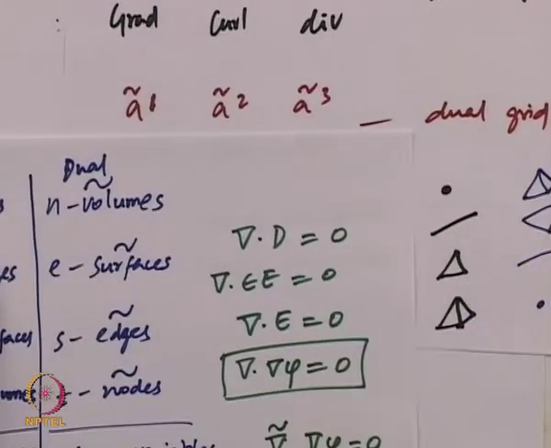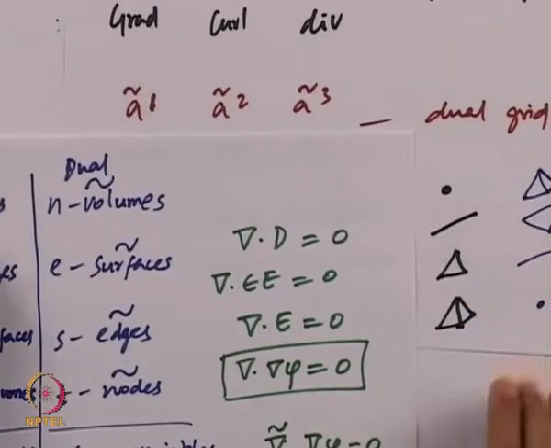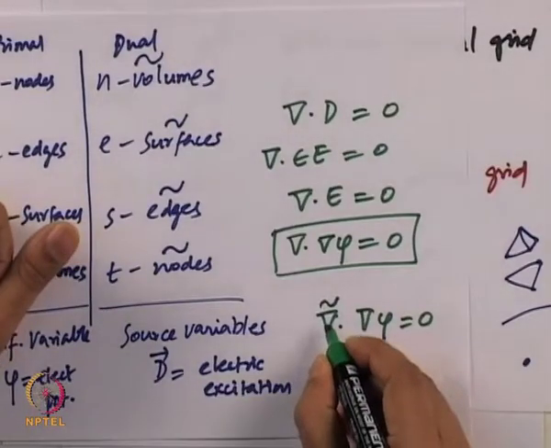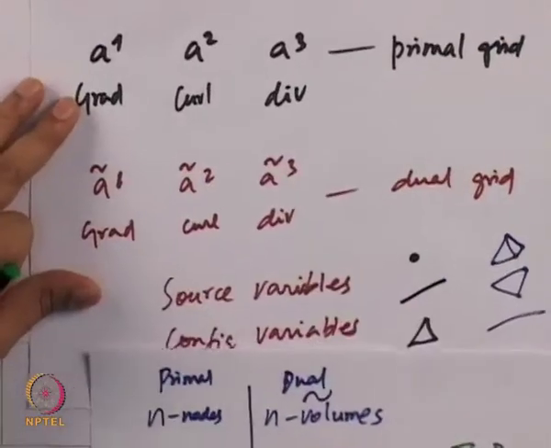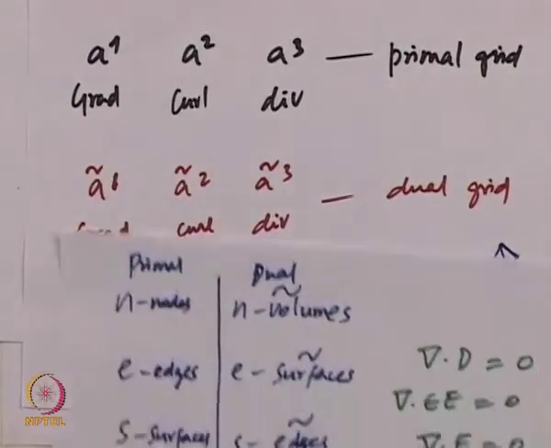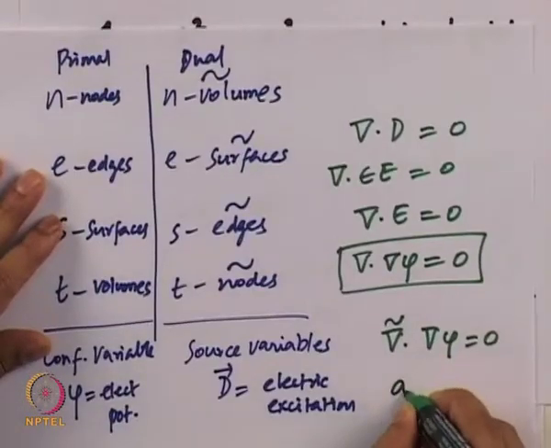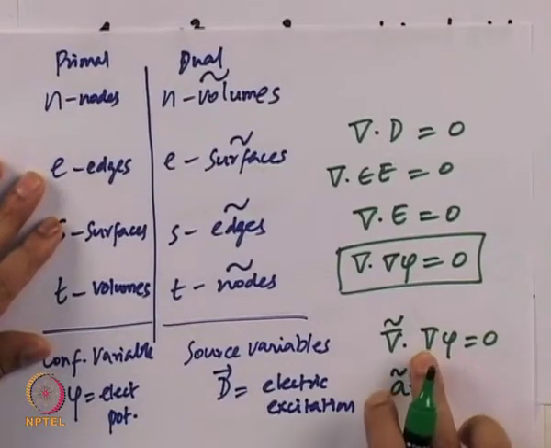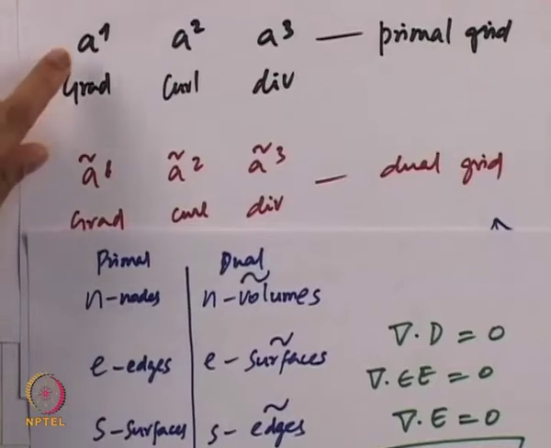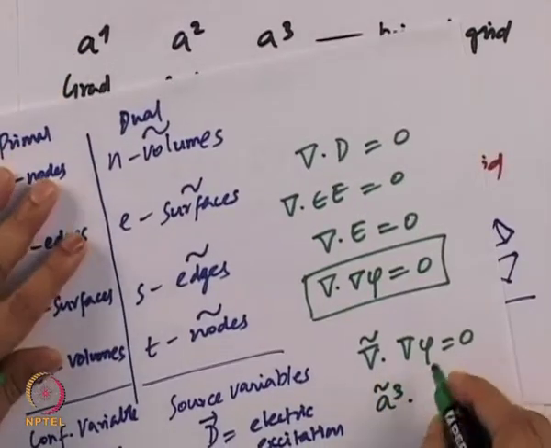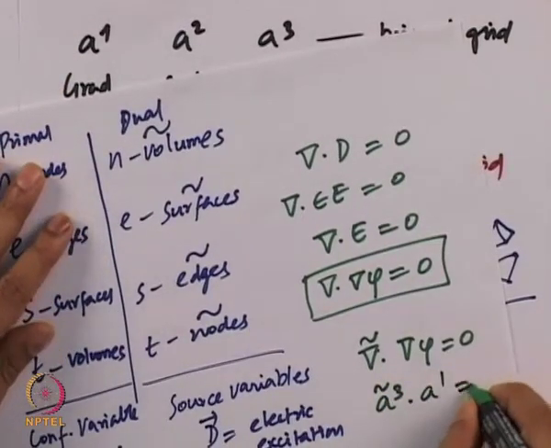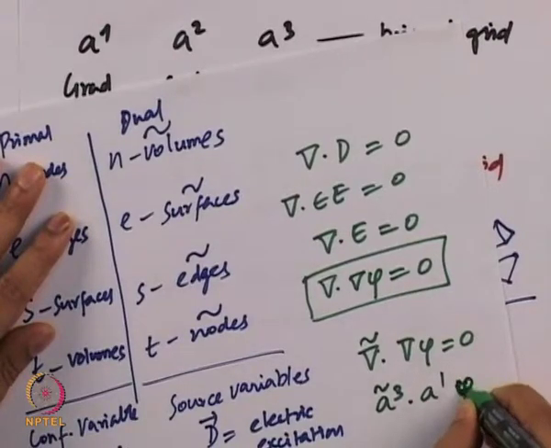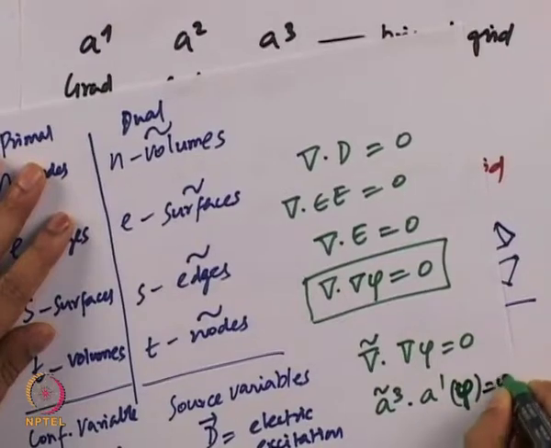We are going to substitute the value for the divergence and gradient using A1, A2 and A3. So the value for divergence in the dual grid is A3 tilde, so I am going to put A3 tilde, and the value for the primal gradient is going to be A1. So I am going to put A1 equal to phi of phi equal to 0.